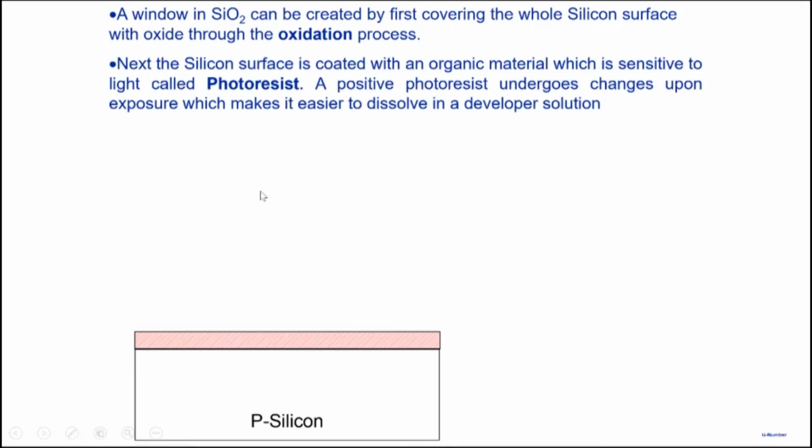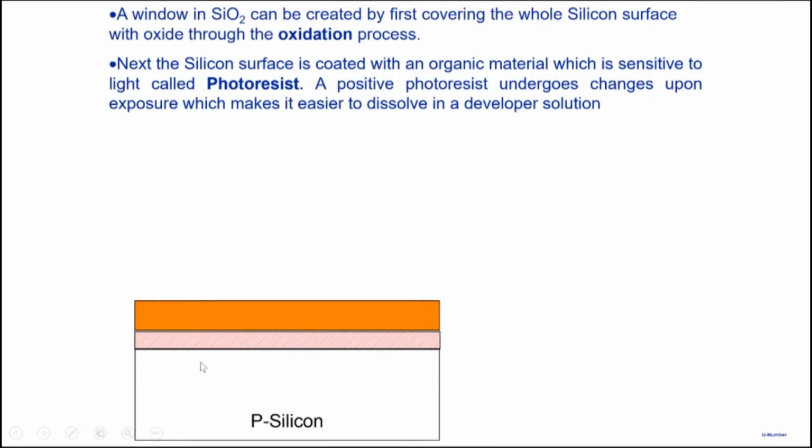And then on the silicon surface, we deposit an organic material which we call photoresist. Photoresist is a material which is sensitive to light. So let's say we're talking about a positive photoresist, which undergoes changes upon exposure, and therefore its property changes, and therefore you can distinguish it from a photoresist which has not been exposed. Okay, so we have silicon dioxide, and let's put photoresist on top.